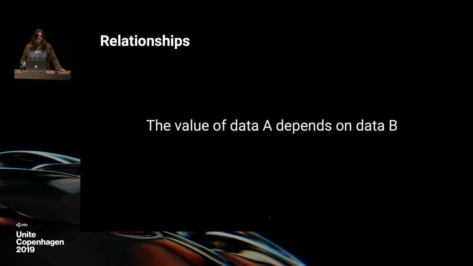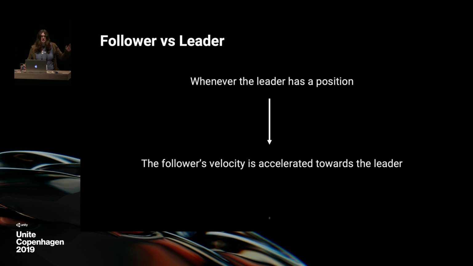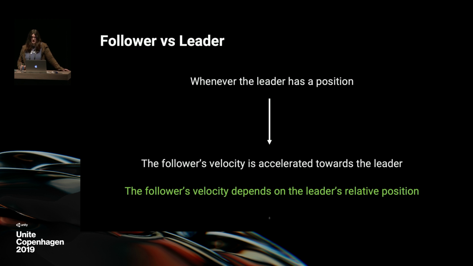What is a relationship? A relationship is when the value of some data A depends on the value of some other data B. Whenever you write an interaction, in this object-oriented way of writing code, you implicitly write a relationship. You are also likely to introduce unintended rules about that relationship. So for some examples of what a relationship looks like, here's the earlier follower-leader example. In this example, the follower's velocity depends on the leader's relative position. That dependency is our relationship, and defining it will get the interaction we intended.